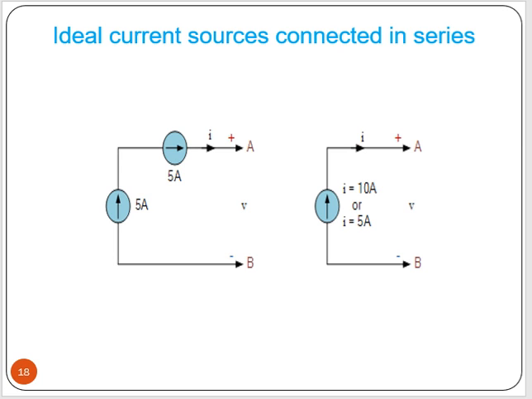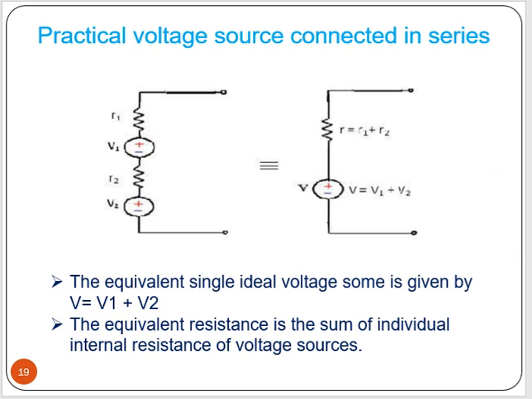For voltage sources in series connection, the voltages can add up. And in parallel connection, the value of the voltage sources should be the same. Now, practical voltage sources connected in series. Here what happened? Minus plus, minus plus. So this will add up, V1 plus V2, and the two resistances that are there are also added up.